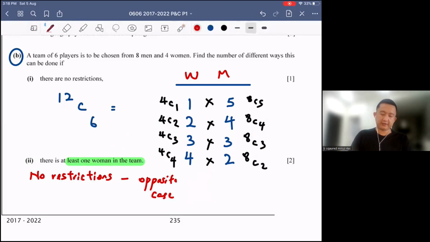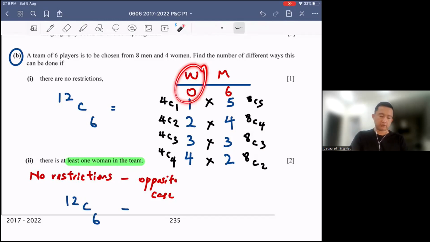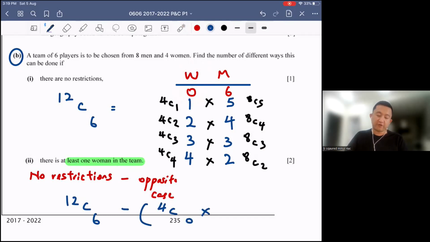Am I right? Right, that's the idea. But is it possible to happen? Yes. It could be 0 women and 6 men. It's just the opposite case. So if that's the case, no restrictions, there'll be 12C6 minus the opposite case. How many for women? 0. So 4C0. And how many for men? 8C6 for men. And that will be the shortcut for these questions, okay?